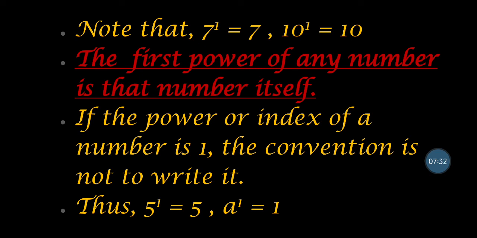If the power or index of a number is 1, the convention is not to write it. Therefore, 5 raised to 1 is equal to 5. a raised to 1 is equal to a. So always, dear children, remember the rule: a raised to 1 is equal to a, because the first power of any number is the number itself.